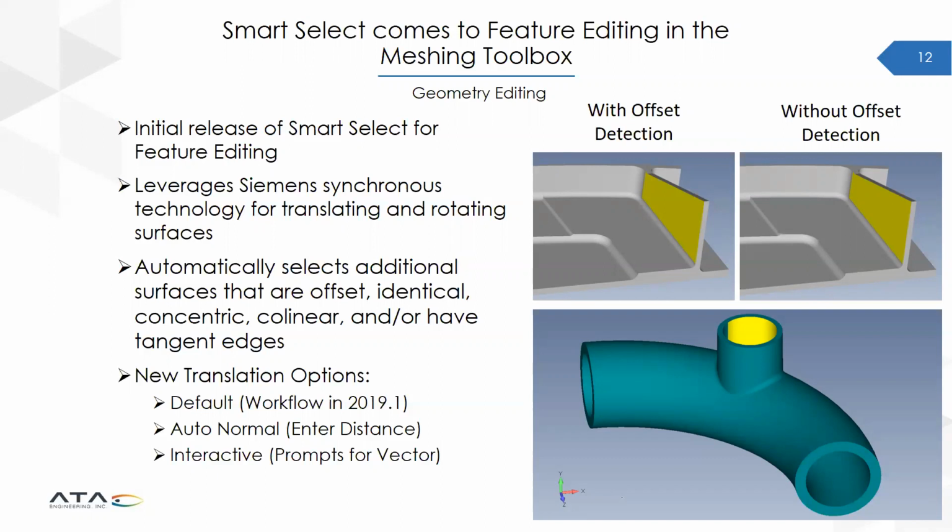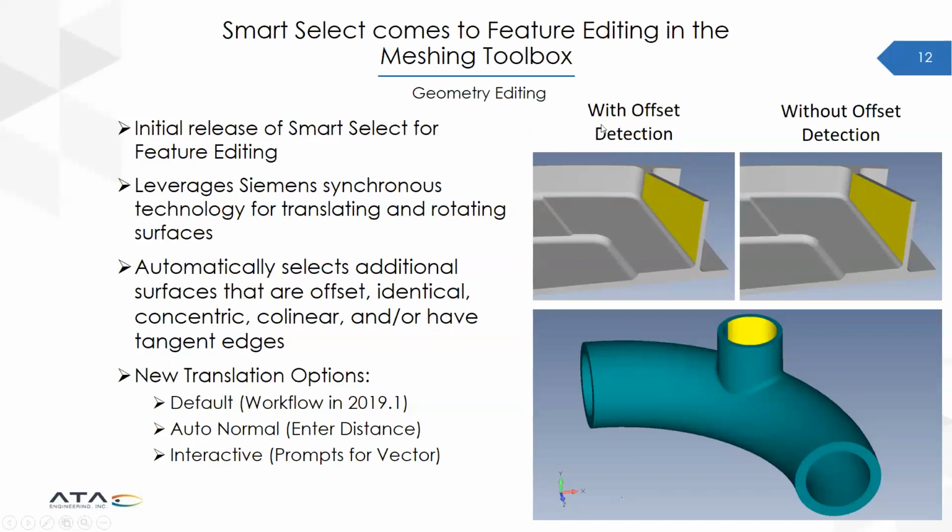It's available in NX and Solid Edge, but essentially it allows you to automatically select additional surfaces that are offset, identical, concentric, collinear, and/or have tangent edges, and it'll move those all at once. So it makes it really easy to move a feature back and forth. I have a couple examples here in PowerPoint. We're going to be selecting the yellow faces.